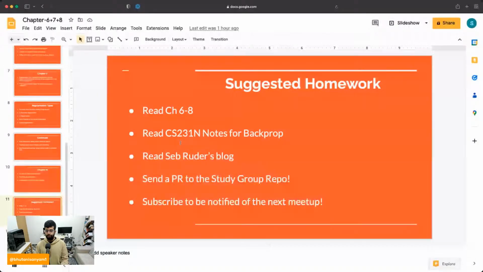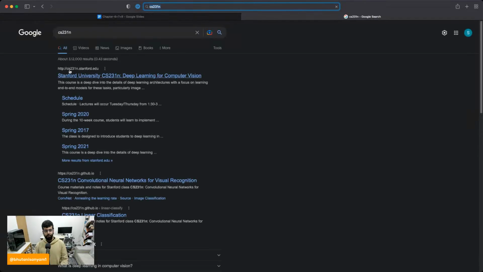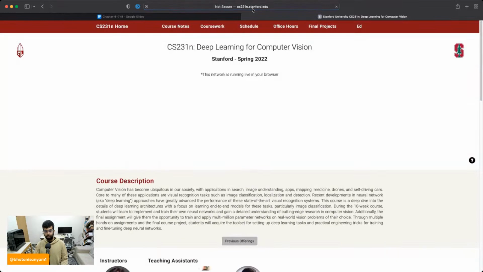And let me suggest some homework again quickly for everyone. The homework suggested is to read through chapter 6 and 8. You can read through CS 231n notes for understanding backpropagation. And let me see if I can take everyone to that. This is the CS 231n notes. They have a fantastic module on backpropagation.